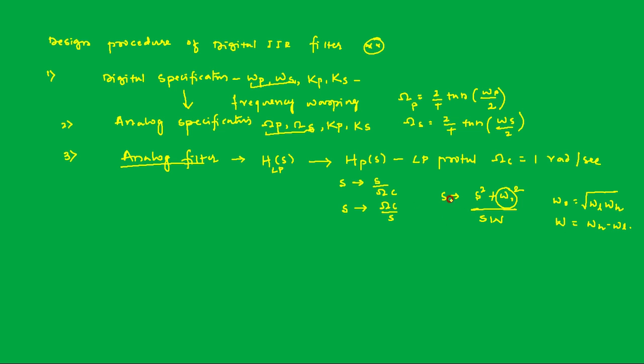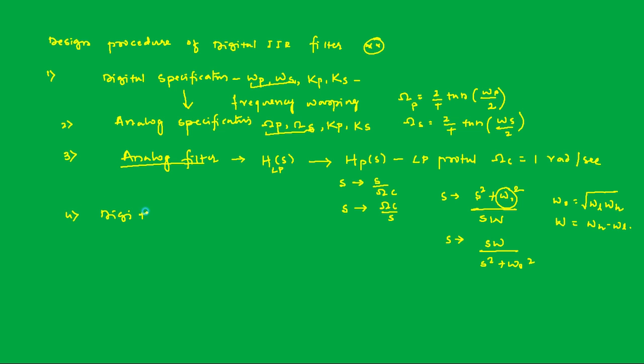Similarly, for low pass prototype into band stop filter, the substitution is 1 over this one, that is, (s into W) divided by (s square plus W naught square), right? So now, once you design the analog filter, the last step is to what?